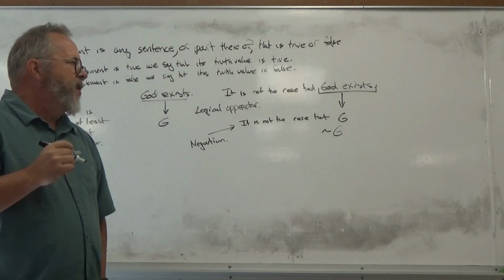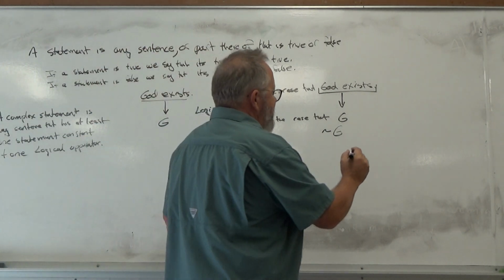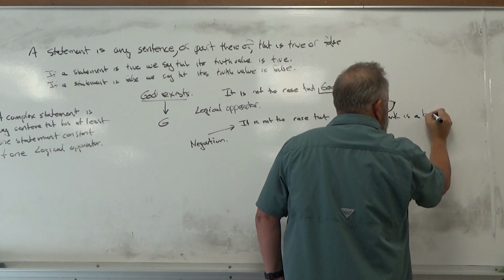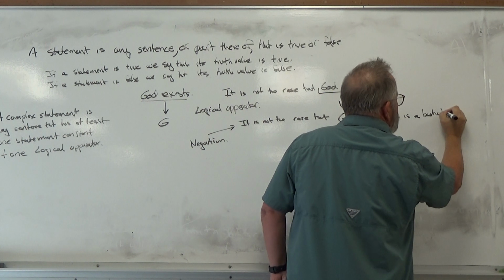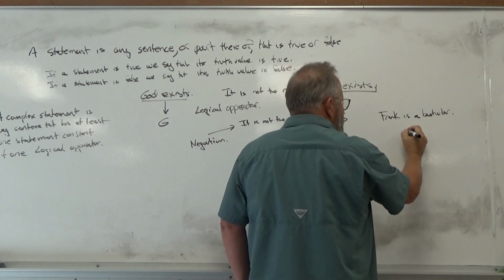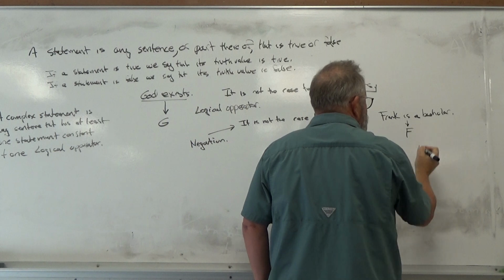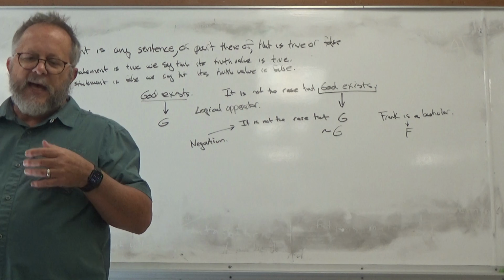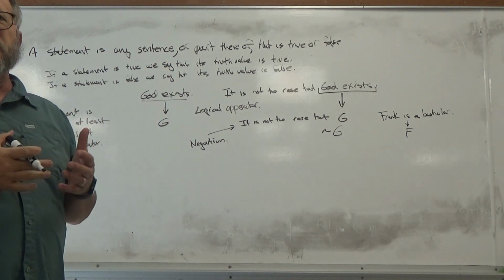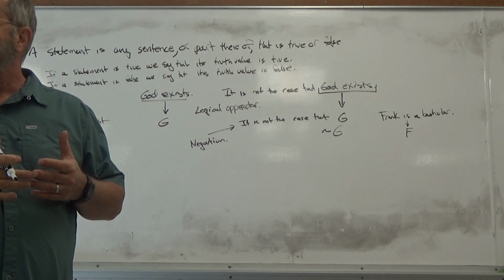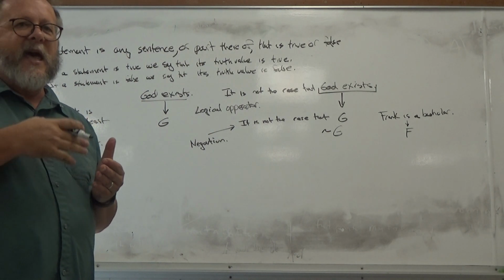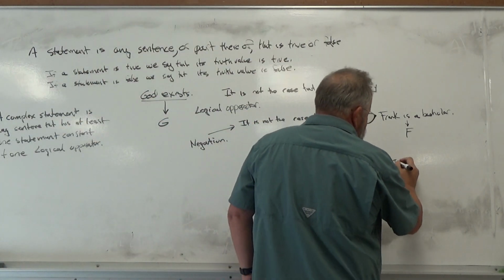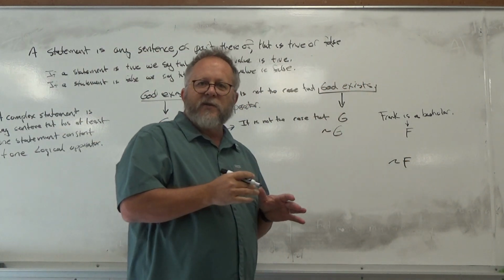Suppose we come across Frank is a bachelor, okay? We might just say, well, we're going to symbolize that as F, Frank is a bachelor, okay? But you might think of this as, it is not the case that Frank is married. Does everybody understand that? In which case, F would be Frank is married, and so you would have not Frank is married. Does everybody understand that?